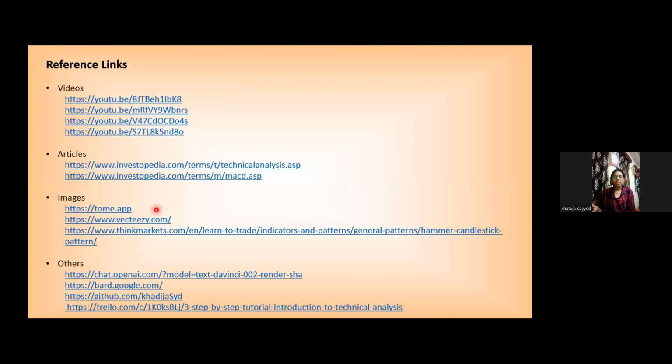Next are the articles from Investopedia. I got the content from there. Then are the images. I used some AI and Vector-C website to get high quality images. Next, for ChatGPT, I used it to create the content. The Bard AI. Also, following is my GitHub link. Next is Trello.com. That link was provided along with the task.